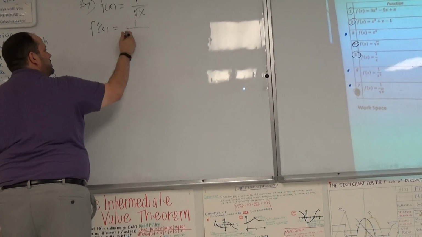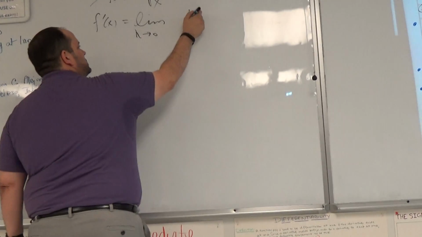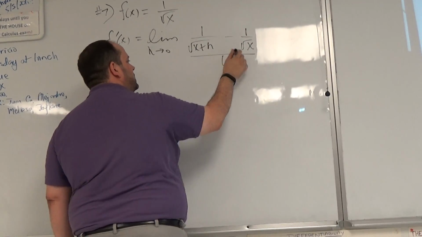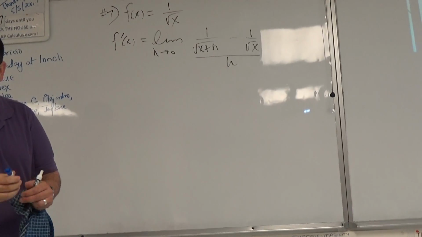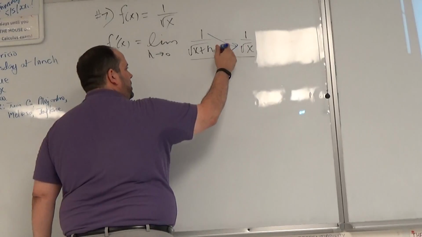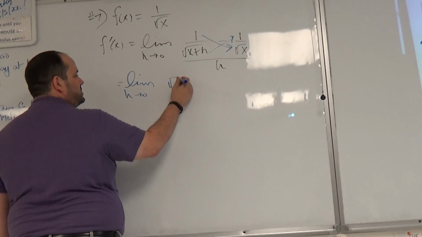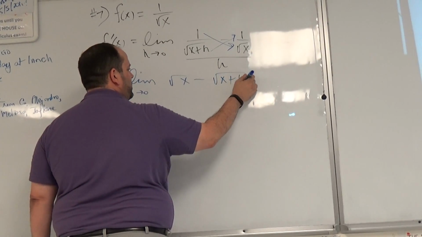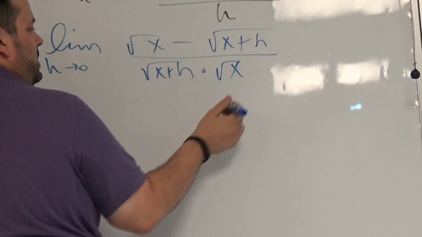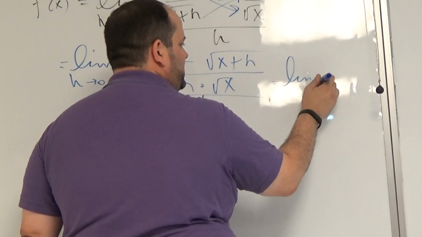F prime. Oh my gosh. Limit as h approaches 0, 1 over the square root of x plus h minus 1 over the square root of x all over h. Are you capturing all that? Okay. So if I do my little butterfly thing here, this is going to be the limit as h approaches 0, square root of x minus the square root of x plus h over the square root of x plus h all over h.